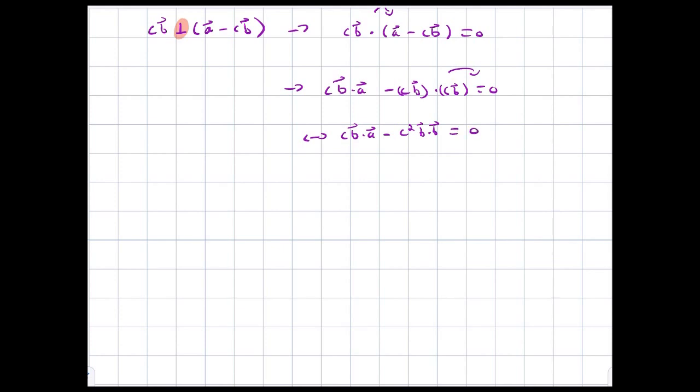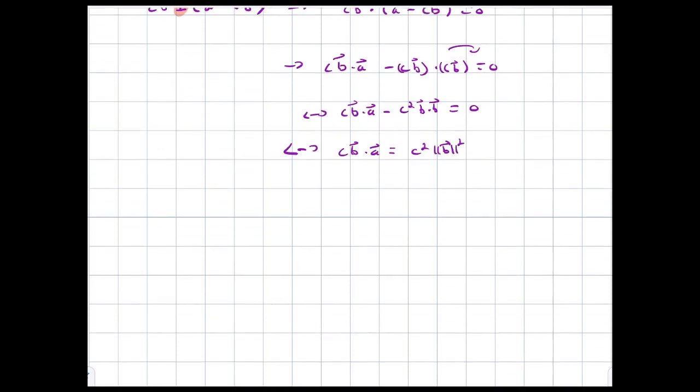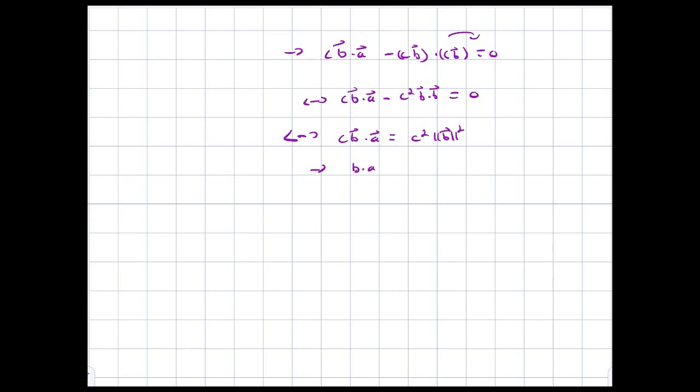And so last thing is we get C times B dot A is equal to C squared times B dot B. But what is B dot B? It is the magnitude of B squared. So finally, C is what I'm trying to solve for here. I'm going to divide both sides by C times the magnitude of B squared, and get C is equal to A dot B, because that's the same as B dot A, and this is the way that they typically write it in this order.